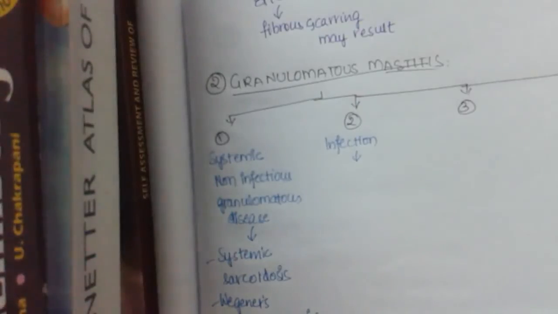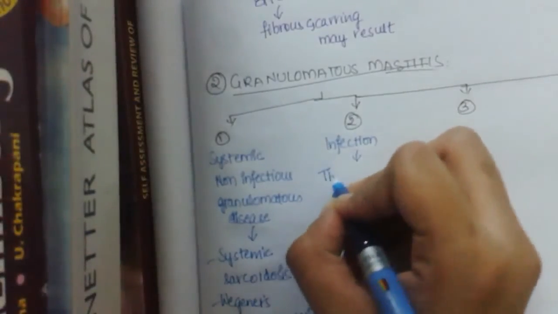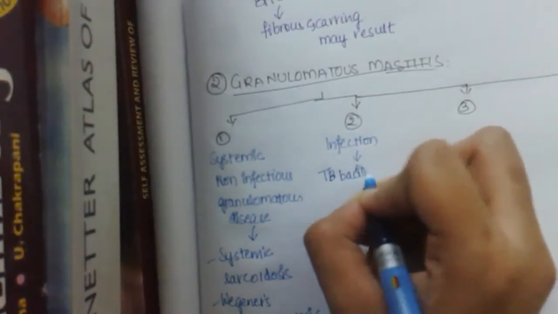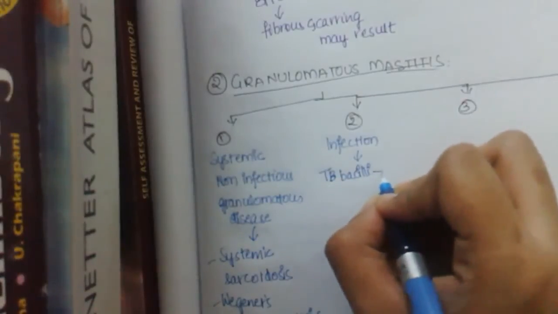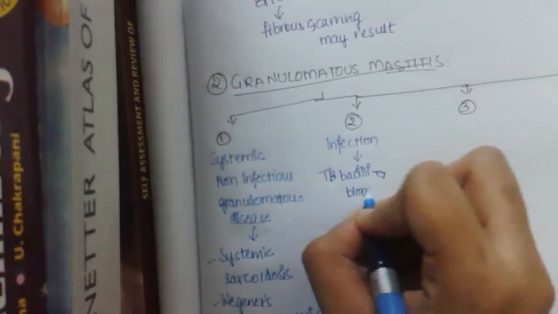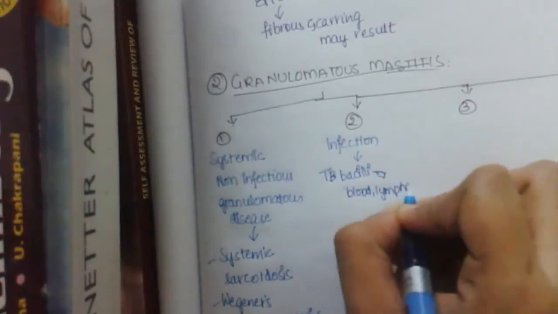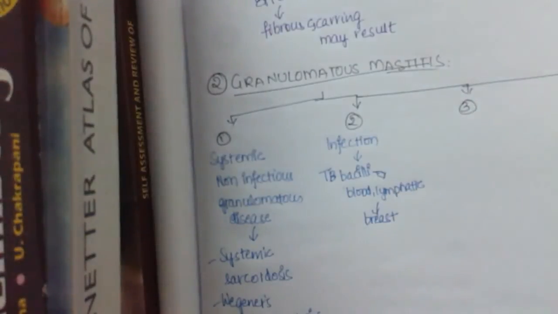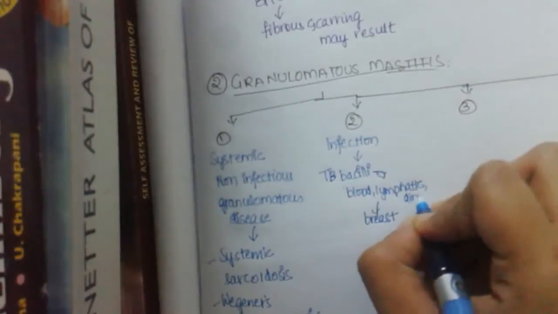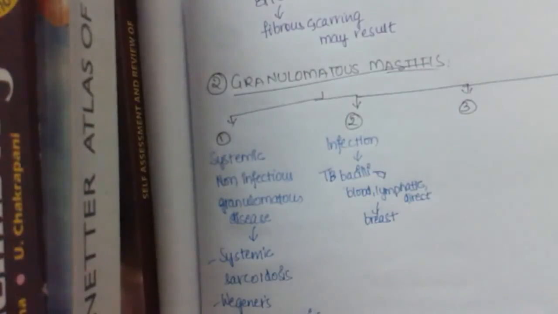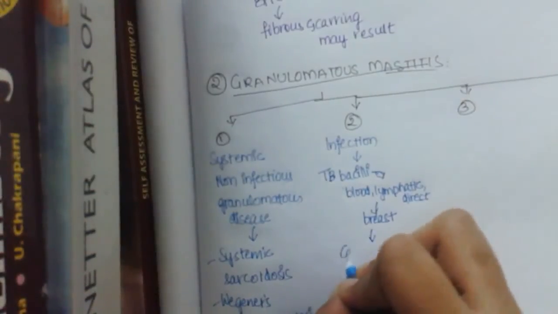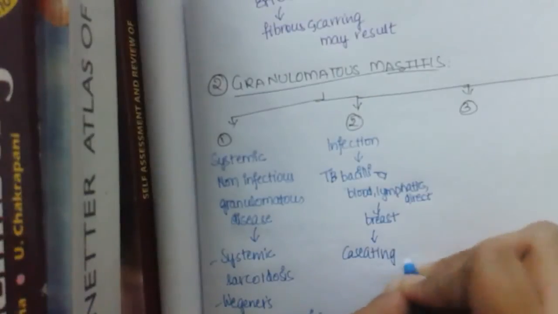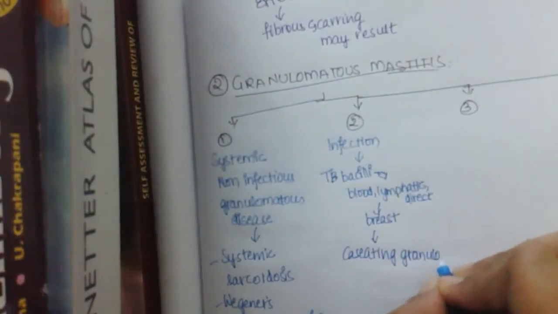So how do these tubercle bacilli reach the breast? It's simple. The TB bacilli reach the breast by blood or lymphatic spread, or direct spread, or it may be directly from the lungs. From the lungs it may spread directly and reach the breast, and in the breast it shows caseating granulomas, which is a characteristic feature of TB.